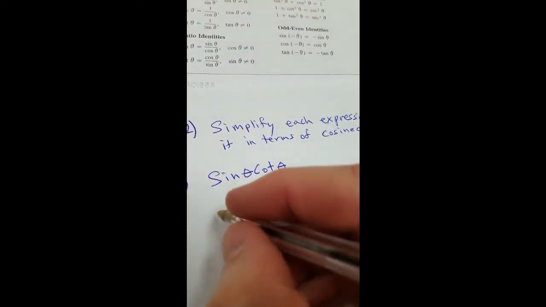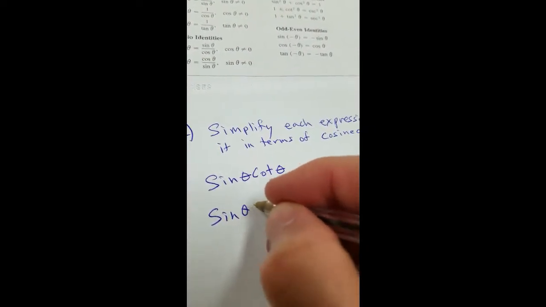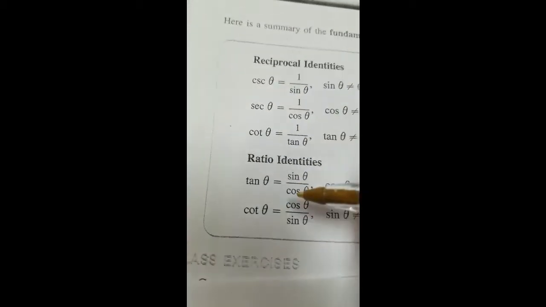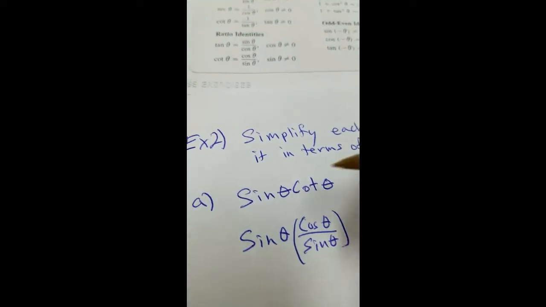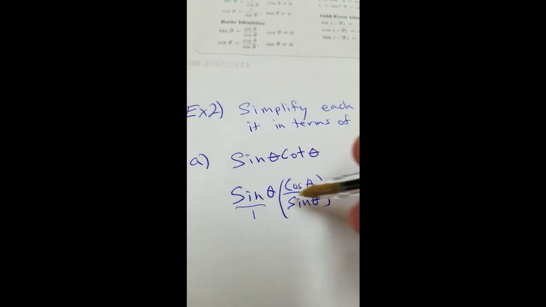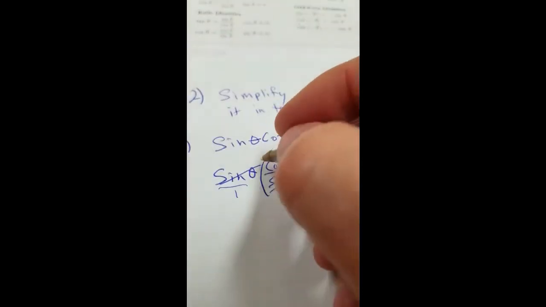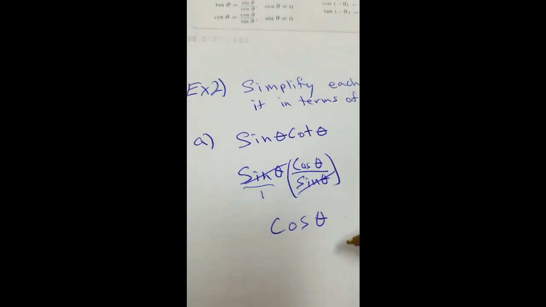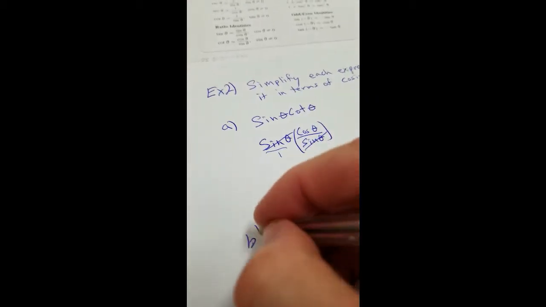So back down here, I'm going to write this. That becomes sine of theta, and I replace the cotangent with, well, cotangent is cosine over sine, so cosine of theta over sine of theta. All right, well, this sine is understood to be in a numerator, so I know that it's over 1, and since it's on the top and that one's on the bottom, they will cancel out, and I'm left with cosine of theta. I've simplified it to have just cosines. Yay, done.